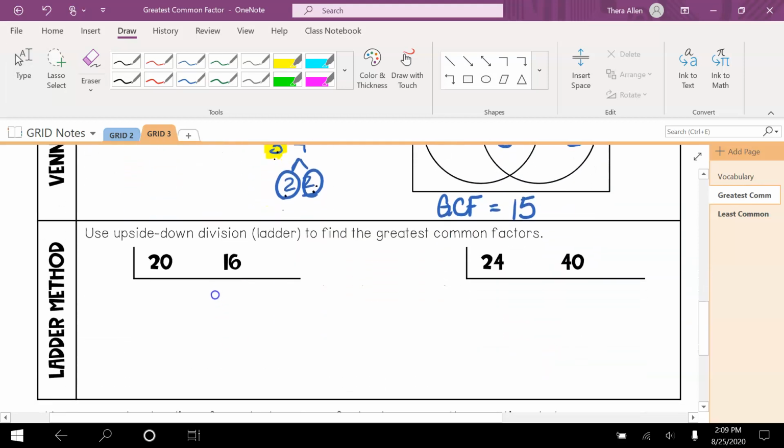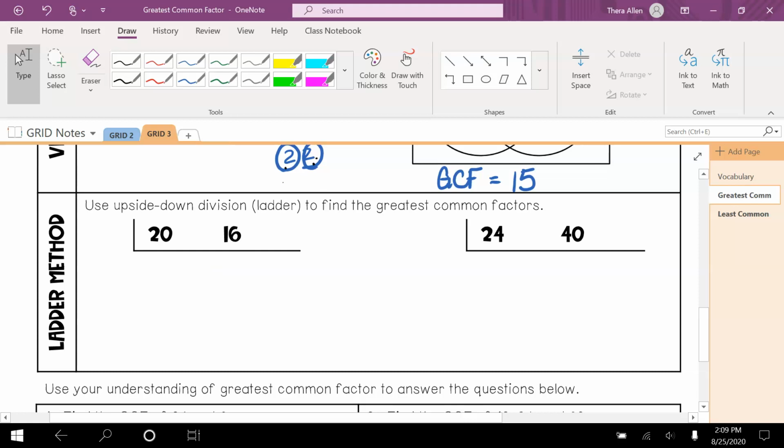Now we're going to talk about the ladder method, which is my favorite method. It's upside down division to find the greatest common factors. We look at 20 and 16, and we're going to use this upside down division and help us find the prime factorizations. And I have to think, what do I know that can go into 20 and 16? Well, they both are even, so I know that 2 can go into 20 and 16. And then I say 20 divided by 2 is 10, so I'm going to put that right here. And 16 divided by 2 is 8, and that goes right here.